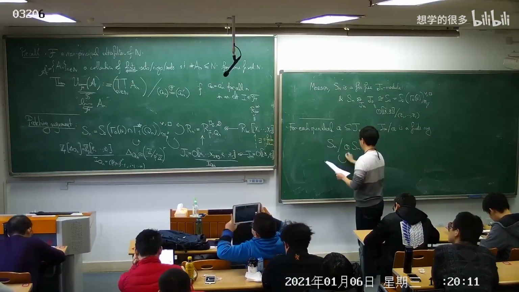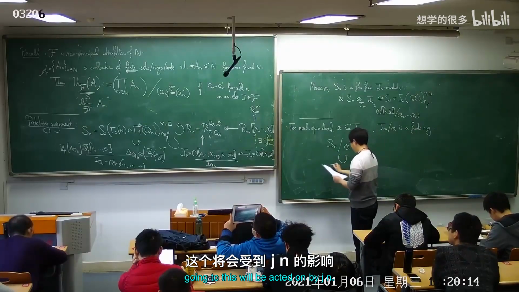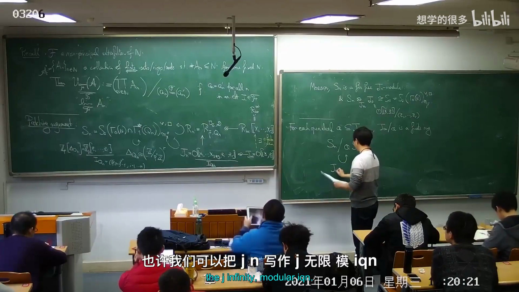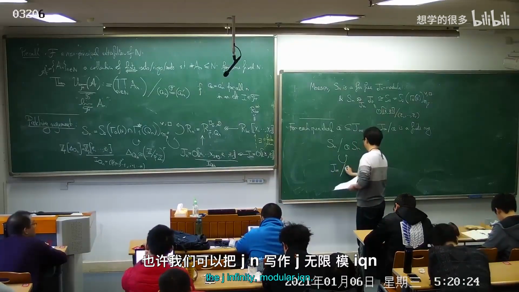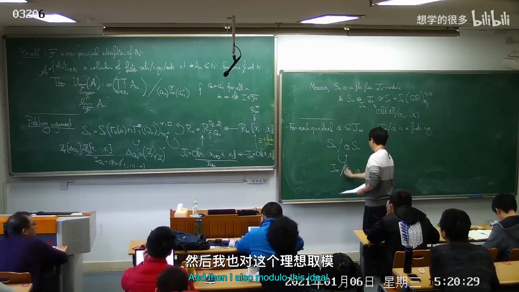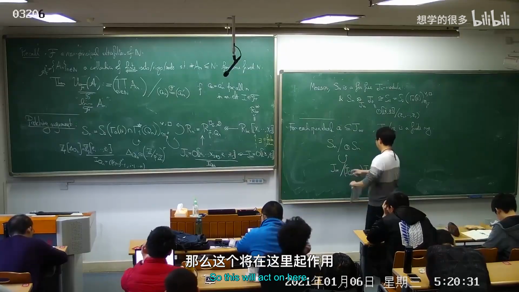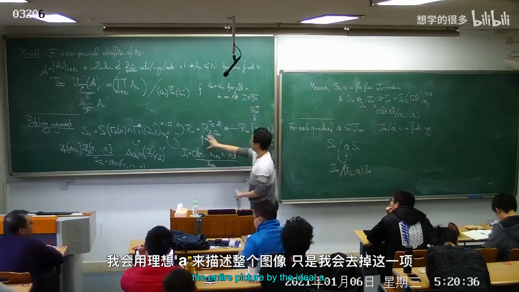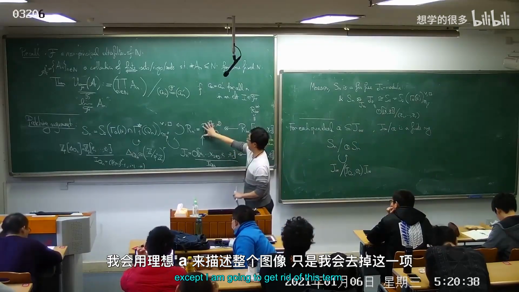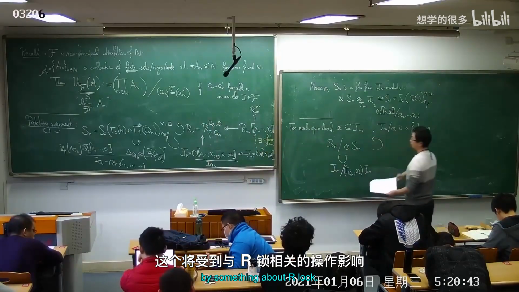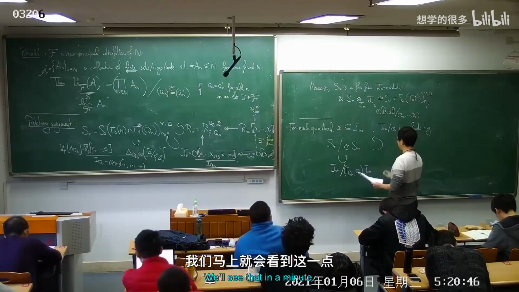Let's see how I'm going to do this. So this will be acted on by Jn. So what's this Jn? Maybe I just write it as J infinity modulo I Qn, and then also modulo this ideal A. So this will act on here. In some sense, I'm going to quotient the entire picture by the ideal A, except I am going to get rid of this term. And similarly, this will be acted on by something about Rlock. We'll see that in a minute.